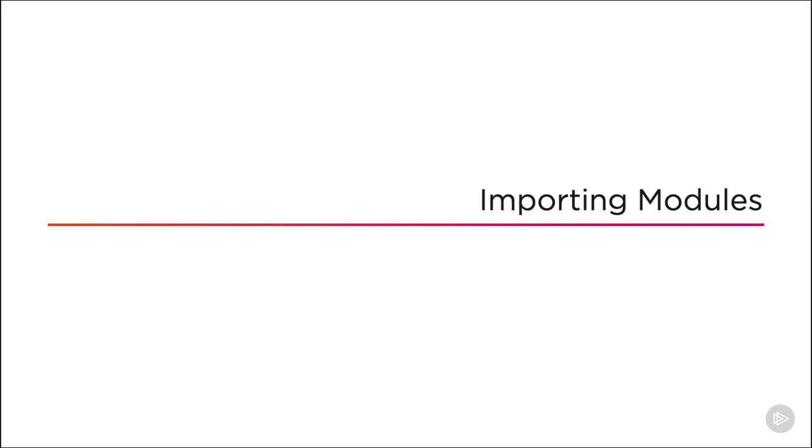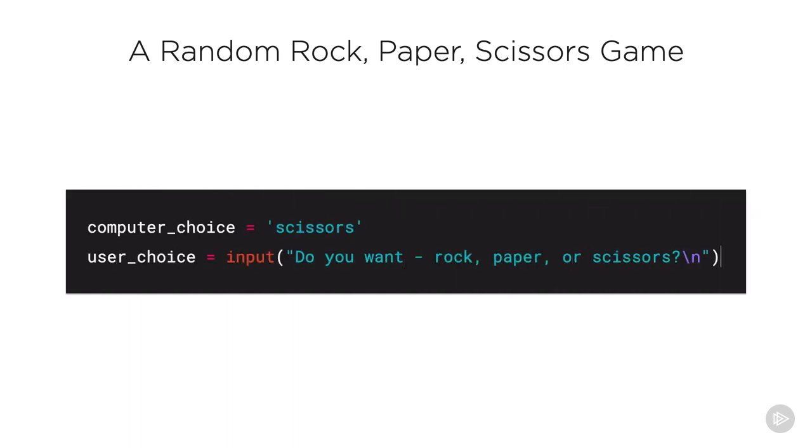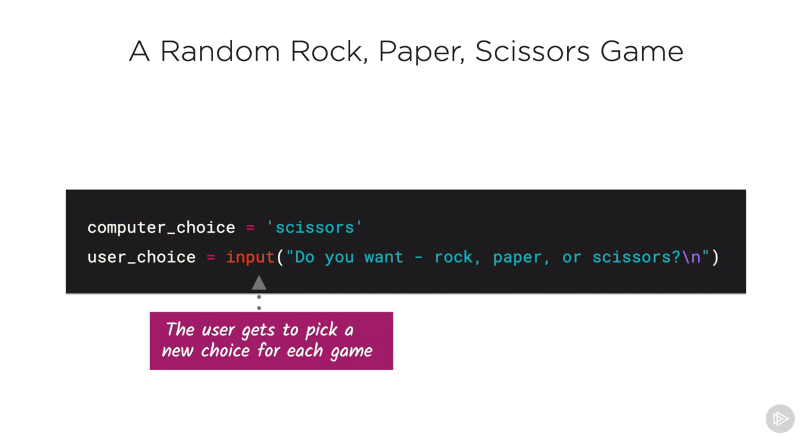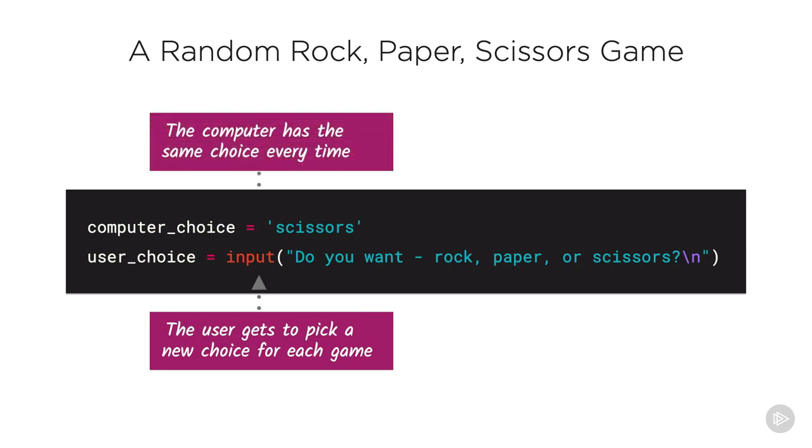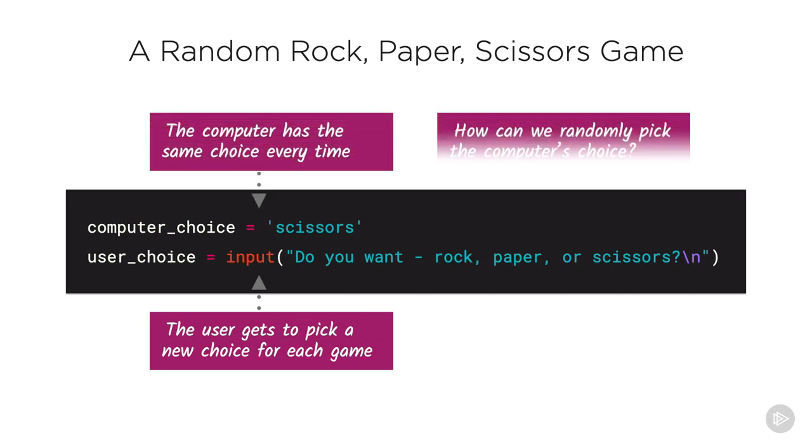Hello everyone! In this clip, we're going to cover importing modules from the Python Standard Library. Earlier, we created the rock, paper, scissors game, and while the user got to pick a new choice for each game, the computer had the same pre-programmed choice every time. So how can we randomly pick the computer's choice? Well, Python has built-in libraries, including the random module, which we can use here. But first, let's take a look at how we use modules.